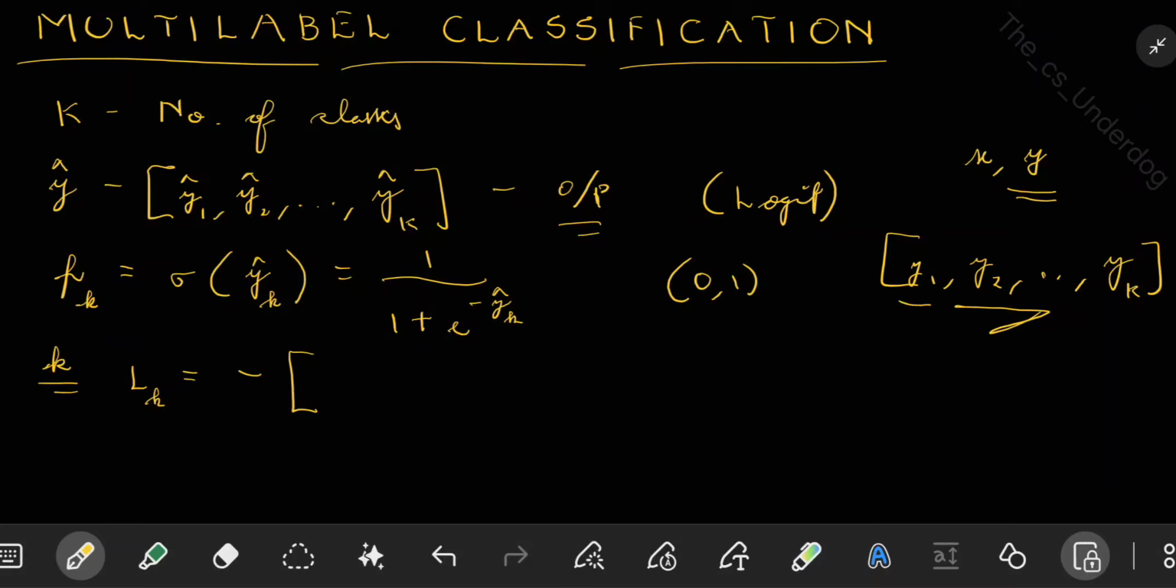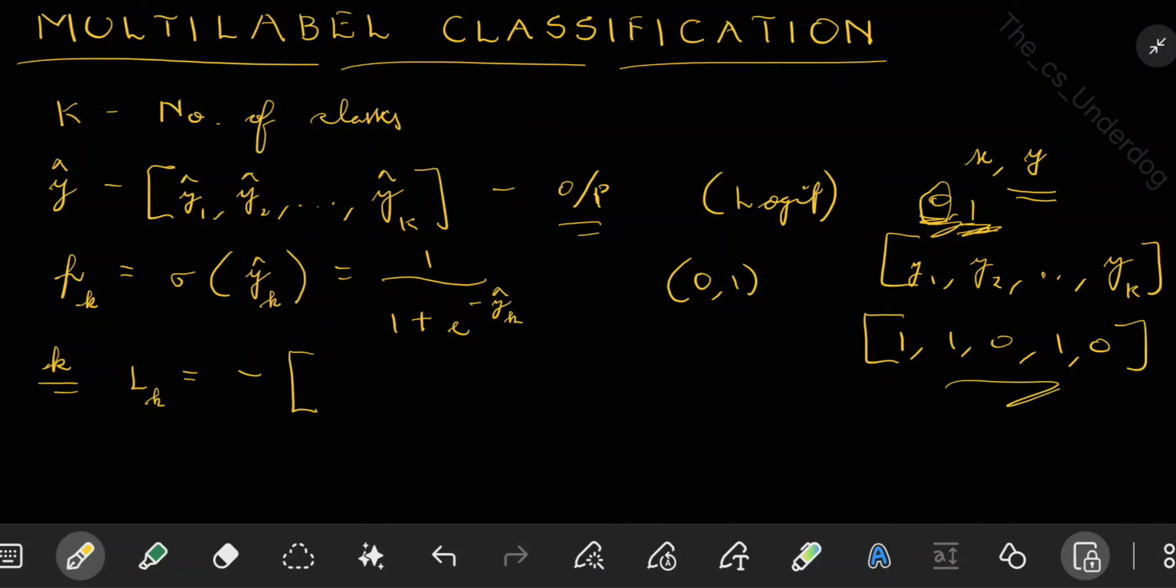But this y will have y1, y2 up to yk, and all these will be either 0 or 1, because 0 would say it does not belong to this class, and 1 will say it belongs to this class. But this time the difference is this is not a one hot vector. In previous cases we had seen this vector y was a one hot vector, but in this case, because it is multi-label classification, it will not be a one hot vector. It can be something like this. Different classes can be included. It will only take values 1 or 0.